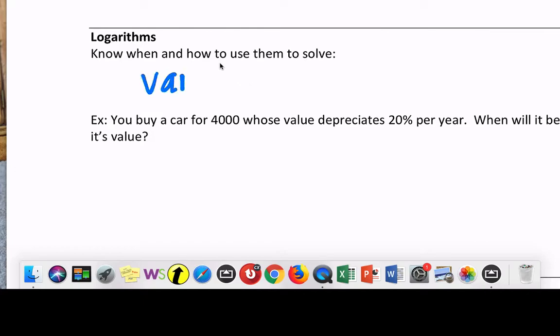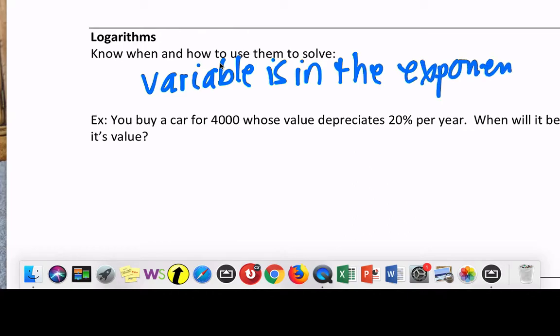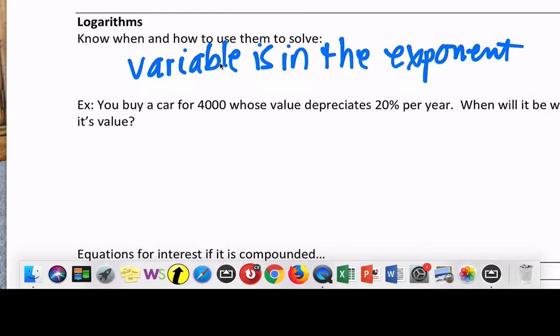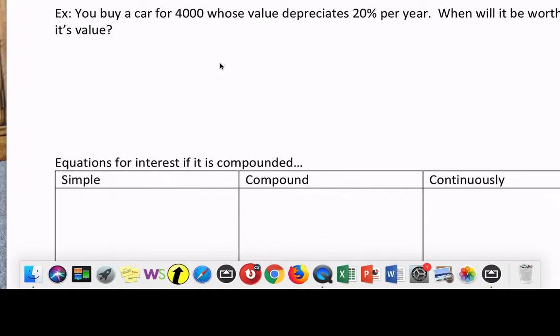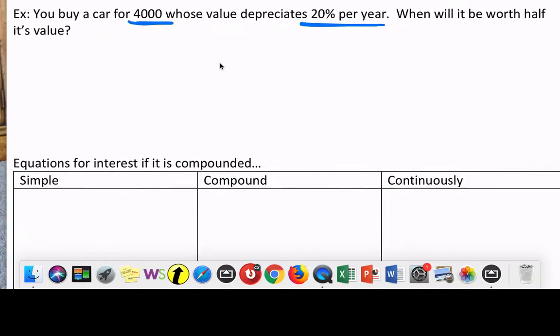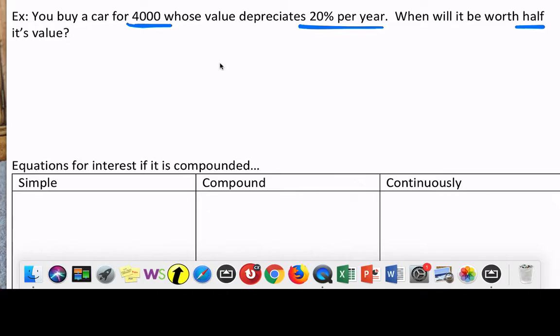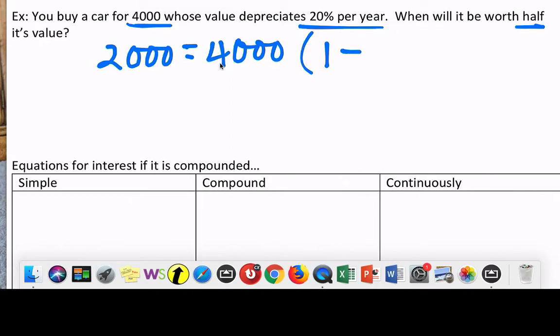So when the variable is in the exponent, you can use a log to solve. So let's do an example. Let's say you buy a car for $4,000 and the value of the car depreciates by 20% per year. When will the car be worth half of its value? Okay, so let's set up the equation. Half the value would be 2,000, and that would equal 4,000 times 1, and it's going down by 20% a year, so change 20% to a decimal, 0.2 or 0.20, and then we'll solve for time here.